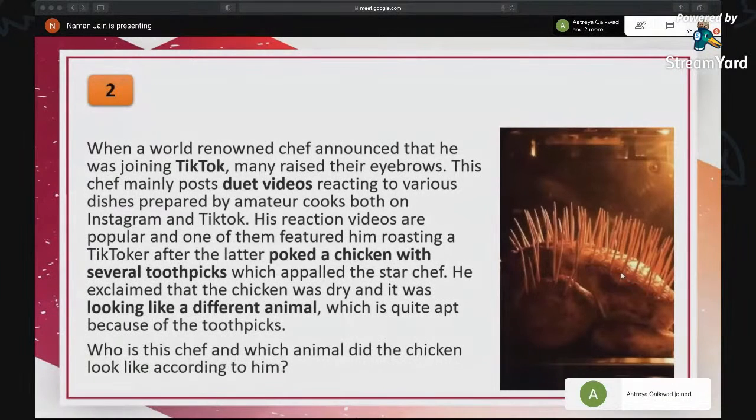So a huge question. This is a long question. Just focus on the bold parts. TikTok, world-renowned chef, duet videos, and the image should be helpful. Poked the chicken with several toothpicks.